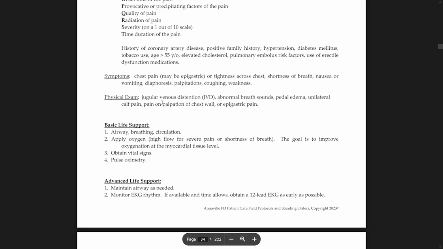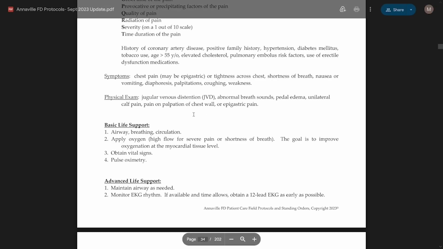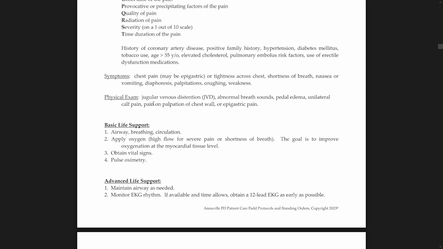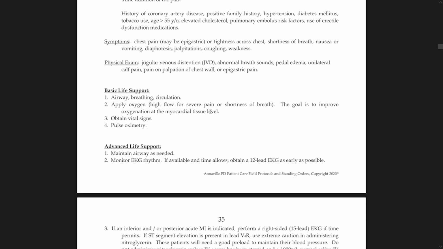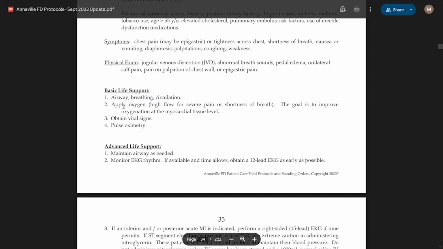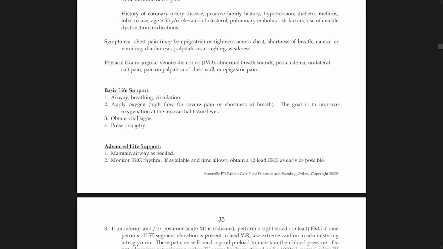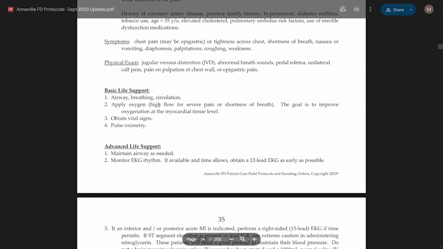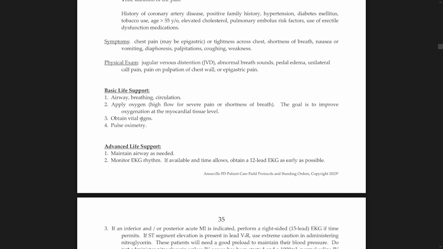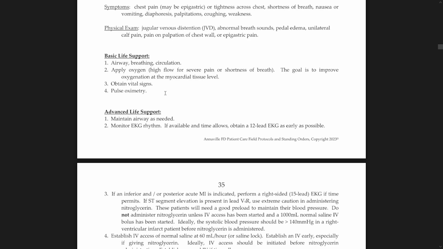For physical examination, we may be looking for things like JVD or jugular venous distension, abnormal breath sounds, pedal edema, unilateral calf pain, pain on palpation of the chest wall, or epigastric pain. Now for BLS, we're just really worried about the same thing we've always been worried about: ABCs. We're worried about applying oxygen if necessary. The main goal is to improve oxygenation at the myocardial tissue level, so you consider high flow, obtain vital signs, and establish pulse oximetry or a room air SpO2.